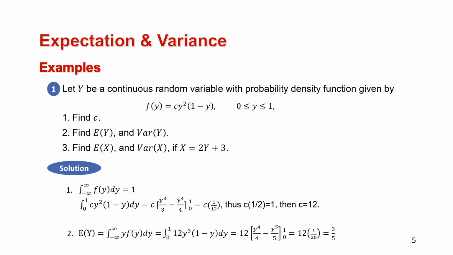Like here for our example, we have y from 0 to 1. Let's integrate from 0 to 1, c y squared times 1 minus y dy. Let's multiply y squared times 1 minus y, but then we will have y squared minus y cubed inside the integration. Then the value of the integration equals c.